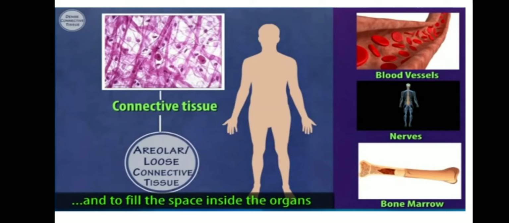So this areolar tissue fills the space inside the organs. It's present in the blood vessels, nerves, bone marrow, etc. So it has cells and fibers loosely arranged in a semi-fluid ground substance called matrix. It takes the form of fine threads crossing each other in every direction, leaving small spaces. Can you notice here?